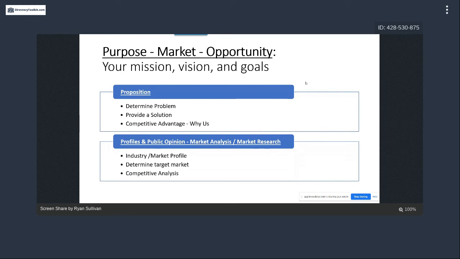So when defining your purpose, your marketing opportunity for your mission, goals, and a vision for your business, you have to look at your proposition, what you're offering, and the solution set, and then also look at the industry, the market segment, and the analysis to make sure that is a good decision in terms of your business direction.